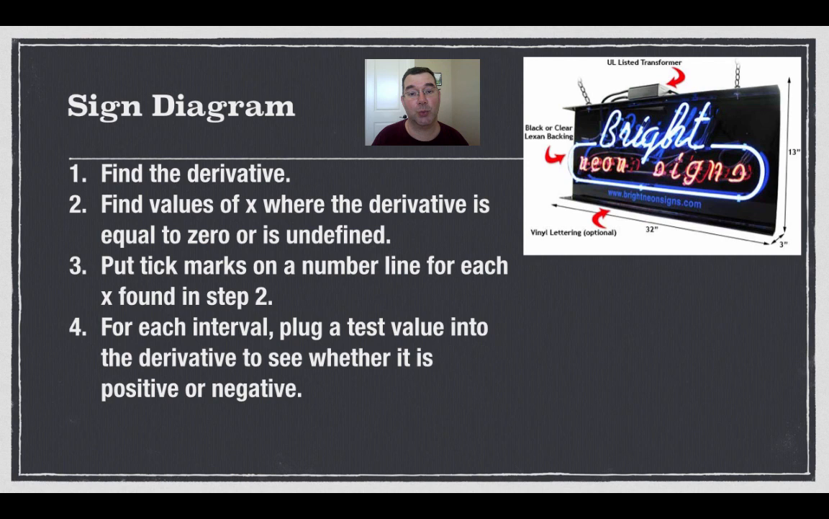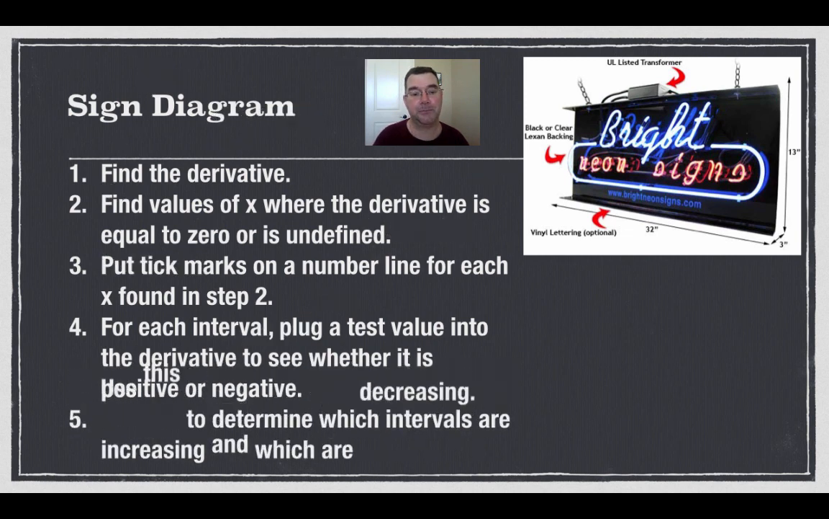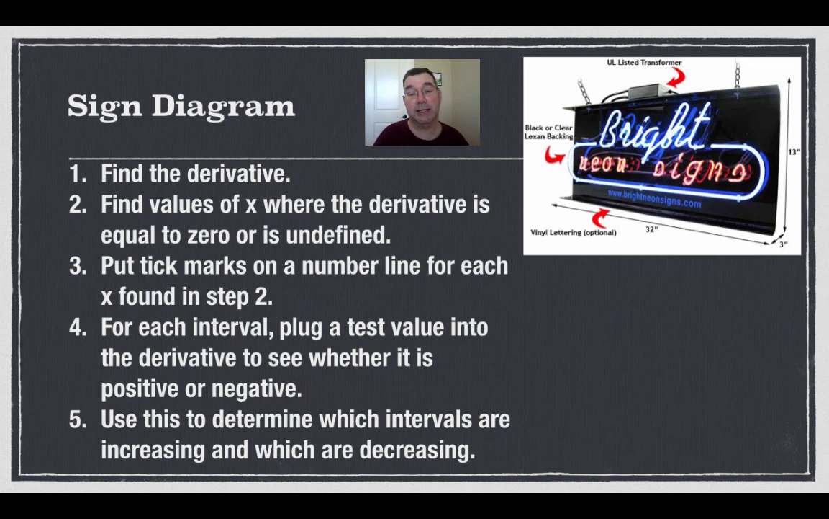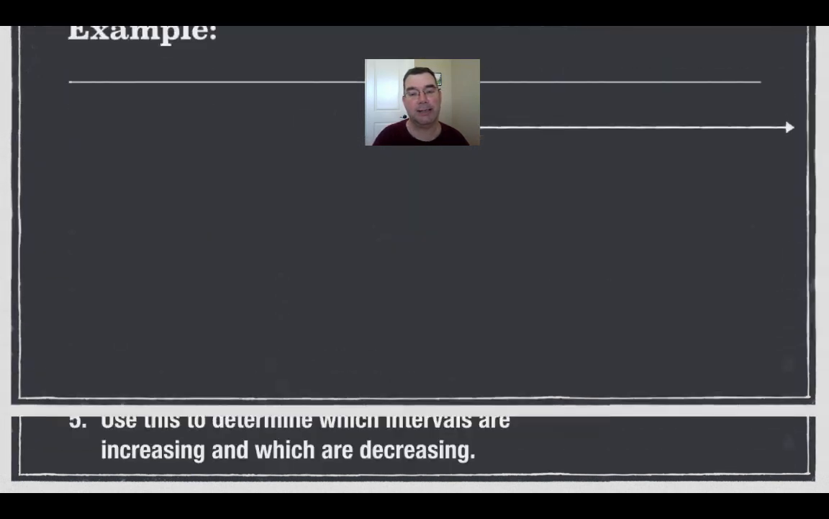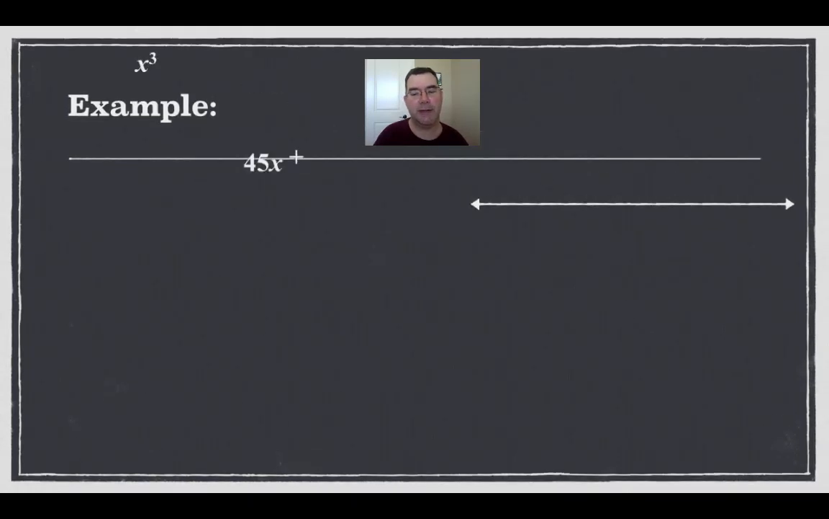Then what I'm going to do is I've created intervals by putting these tick marks on the number line. So anywhere between or outside the tick marks is going to be considered an interval, and I'm just going to take one test value in that interval, plug it into the derivative, and just see whether it's positive or negative. I don't care what the value is, I just care whether it's positive or negative. And then based on that, I'm going to figure out where the original function is increasing and where it's decreasing. So let's go through an example of that.